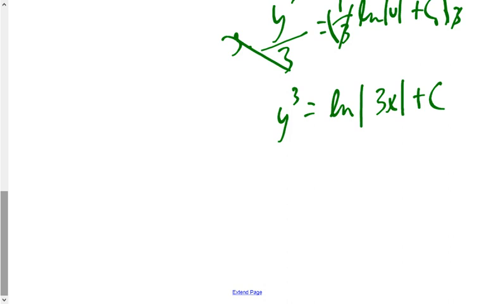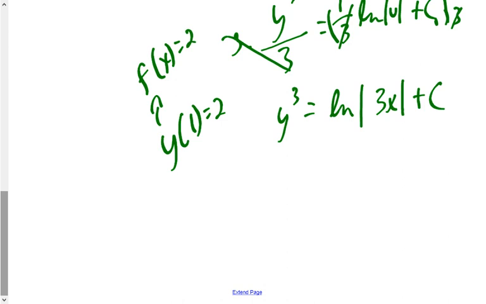Now I want a particular solution, and it tells me that y of 1 is 2. And a lot of people get tripped up by that. Think of y. Y is the same thing as f of x. So it'd be x is 1, y is 2. So it's 2 cubed equals, sorry, this whole thing would be 2 cubed ln of 3 times 1 plus c.